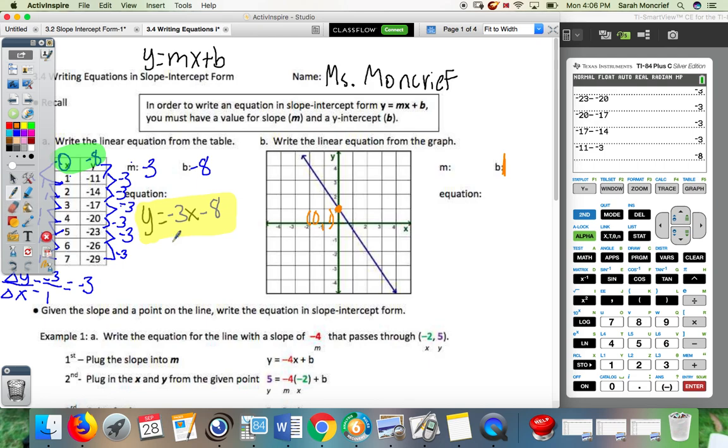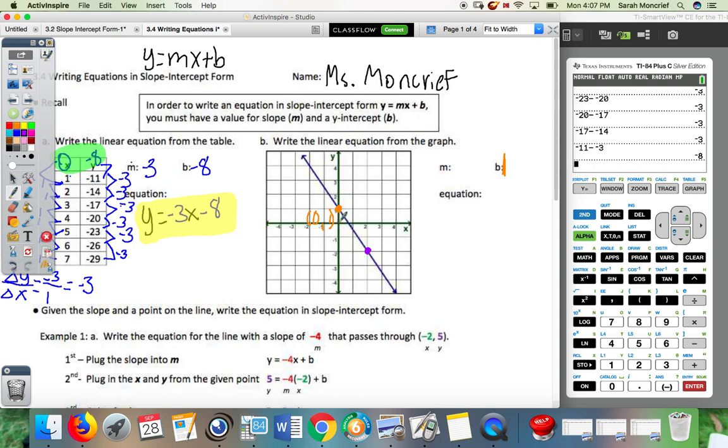So my b is 1. So now that I found that, let's go ahead and find my next point. It'll be right here. All right, so since we find it right there, let's talk about what we need to do. We need to find my rise over my run.